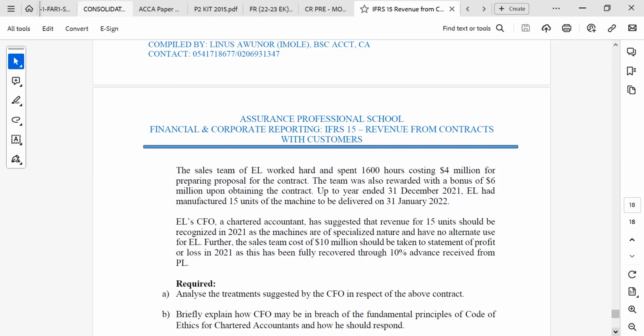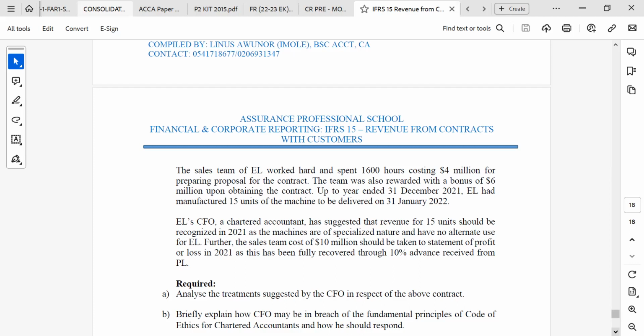So that's how they go about it. So that is the treatment. The suggestion for recognition of the revenue, which is based on completion, is correct. But the suggestion for treatment of the sales team cost is not correct. Only 4 million should go to profit or loss, and the 6 million should be capitalized, which we call the incremental cost.